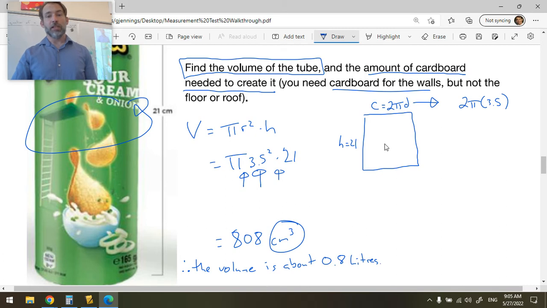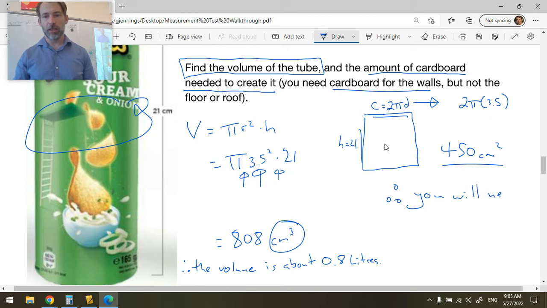So I have a number here that's a little bit bigger than 21 squared. So it's a little bit bigger than 441. So I think the answer was something like 450 or something like that. 450 or so centimeters squared is going to be your answer after you multiply this by this. And then you would say, therefore, you will need about 450 centimeters squared of cardboard.